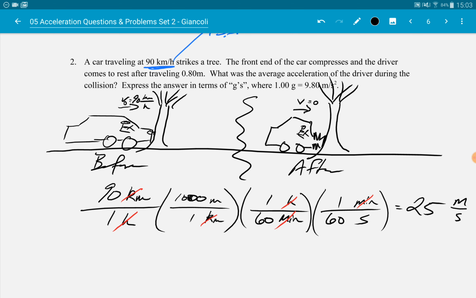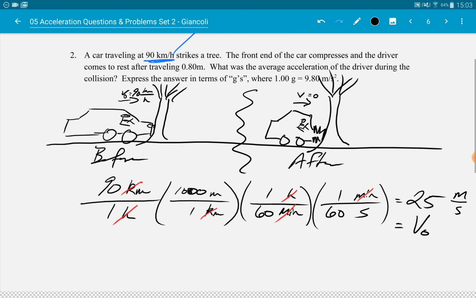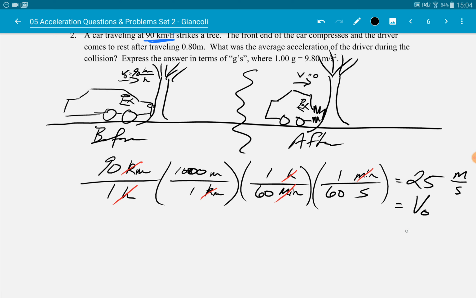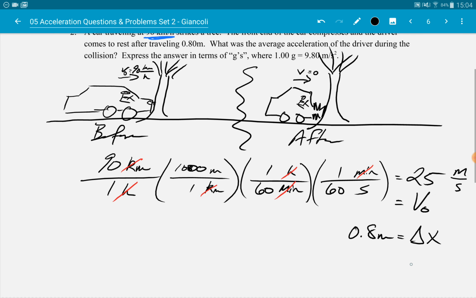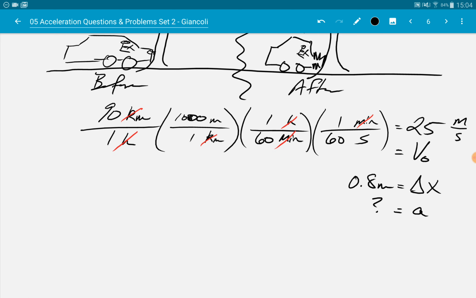Great. So we know this is equal to V naught. It comes to rest after traveling 0.8 meters, and I label that as a change in position of 0.8 meters. So I'm trying to list out all the things that I know and don't know. I want to figure out how many g's that is, so I ultimately want to figure out my acceleration. From my acceleration, I can compare that to what 1g is, 9.8 meters per second squared. So how many groups of those will it be? We also know the ending velocity was 0.